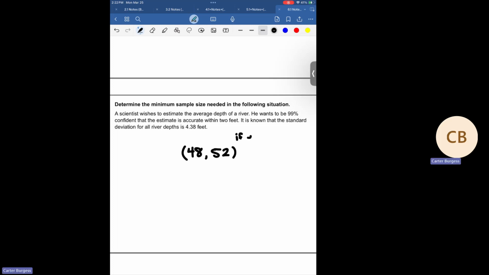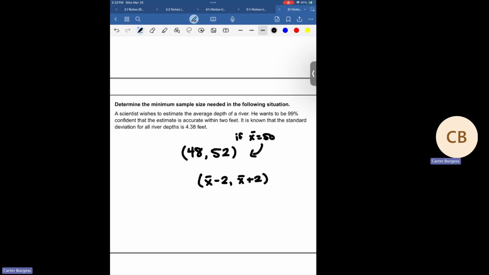so this is like if x bar is equal to 50, then our confidence interval should look something like this. In other words, it should be whatever our x bar is minus 2 to whatever our x bar is plus 2. We feel okay with this idea that within 2 feet is the same as being either 2 feet below the mean up to 2 feet above the mean. It's like a width of 4, essentially.